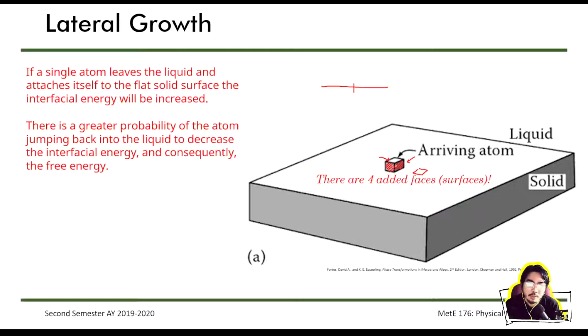So for you to be able to do this, you will require energy. The state of energy of this growing solid will increase for you to be able to randomly add this arriving atom. And if you don't have enough driving force to support the additional surface energy, then it is unlikely that the arriving atom will grow through this mechanism. There is a high probability that the arriving atom will just jump back into the liquid, because of the lack of free energy.